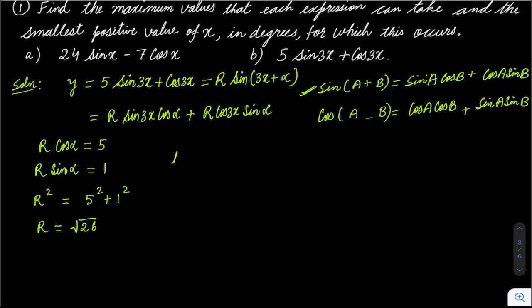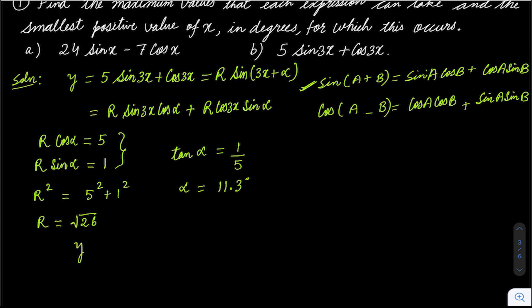Second thing is finding alpha. So we will divide them. So tan alpha is sine alpha over cos alpha, which is 1 over 5. So alpha will be tan inverse 1 over 5, which gives alpha as 11.3 degrees. So my y expression can be written as square root of 26 times sine of (3x plus 11.3 degrees). Okay, next they are asking to find the maximum value.